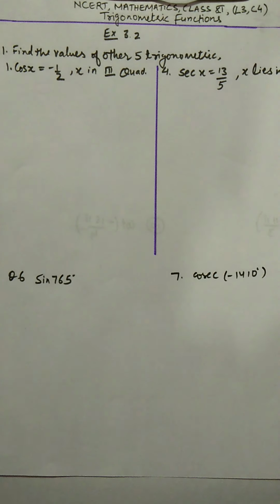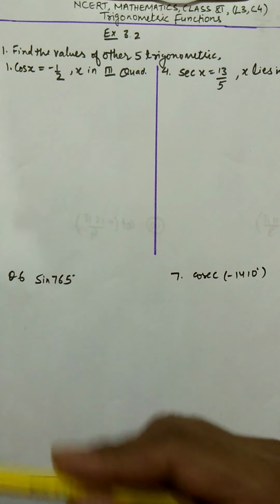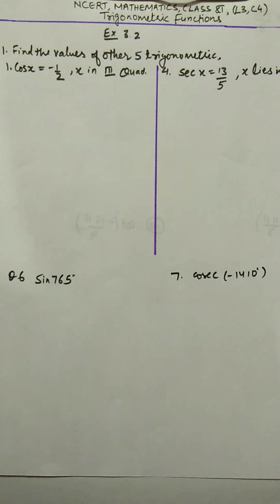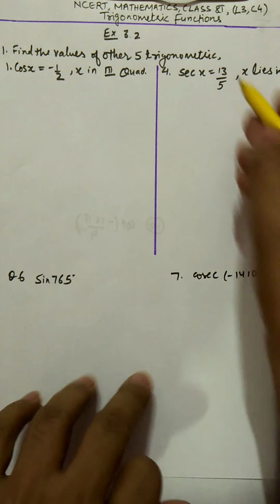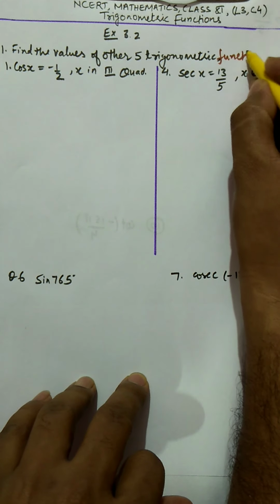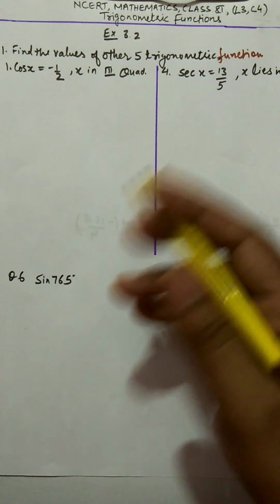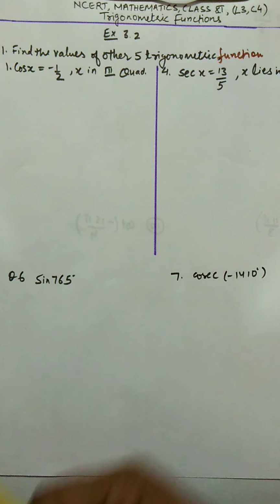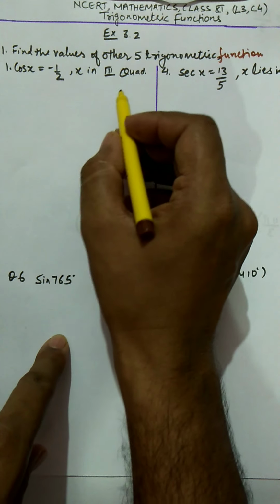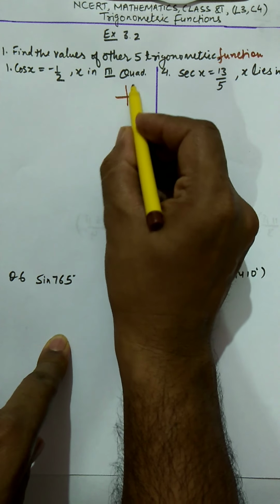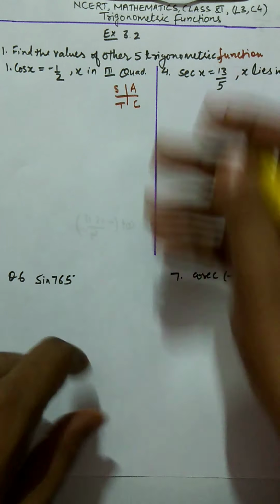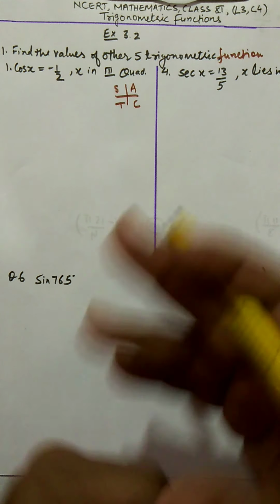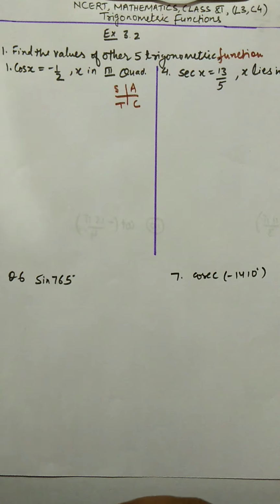Now today we are going to complete our exercise 3.2, and question number 1 is: find the values of the other 5 trigonometric functions in each part. In the first part you have cos x is minus 1 by 2 and x is in the third quadrant. So we know this system, All Students Take Coffee. We have also explained the concept behind this acronym.